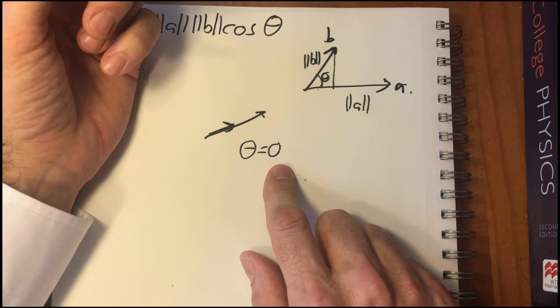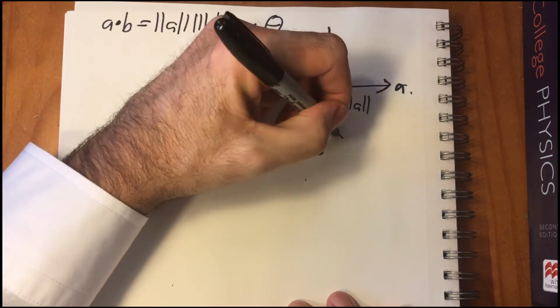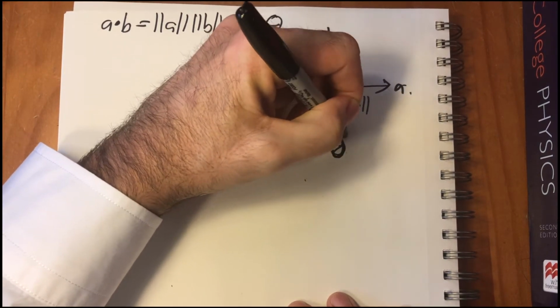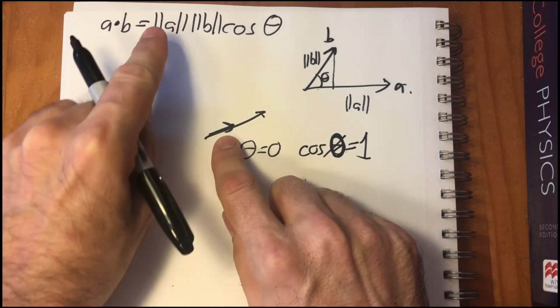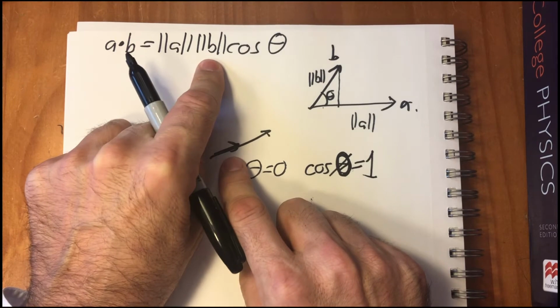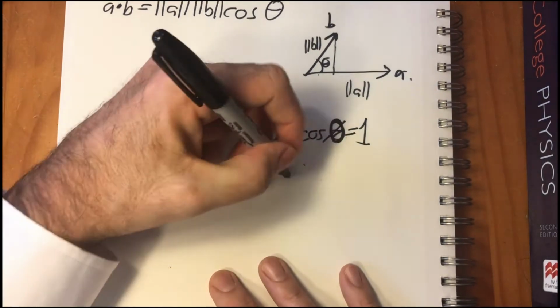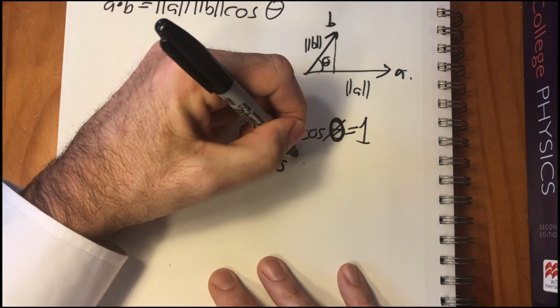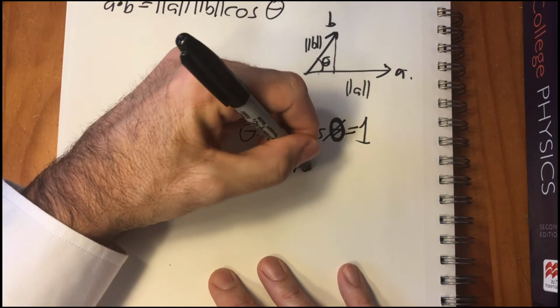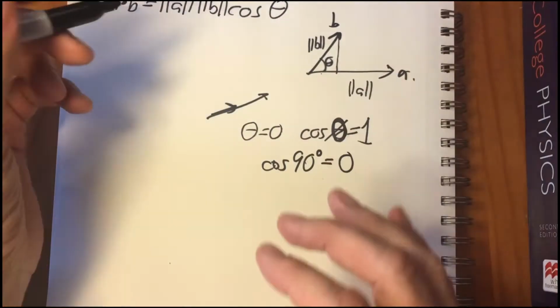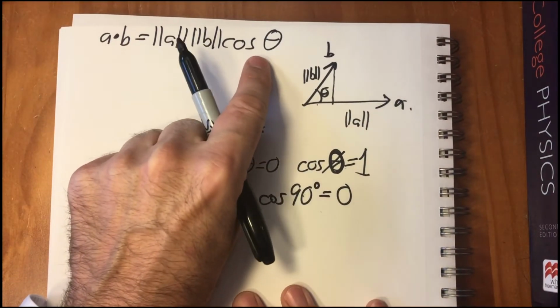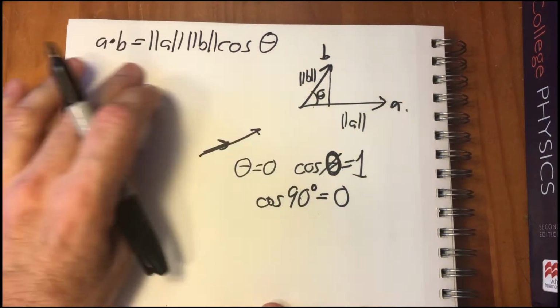So the cosine of 0 equals 1. So in this case, if they're in the same direction, you're just going to multiply the length of one times the length of the other, right? So that matches. And cosine of 90 degrees, or pi over 2, is 0. So again, if they're orthogonal, then this is going to be 0. So this will all be 0, which is what we got before.